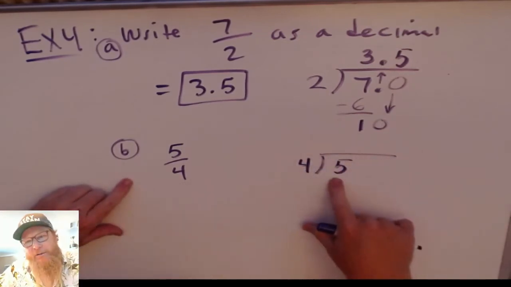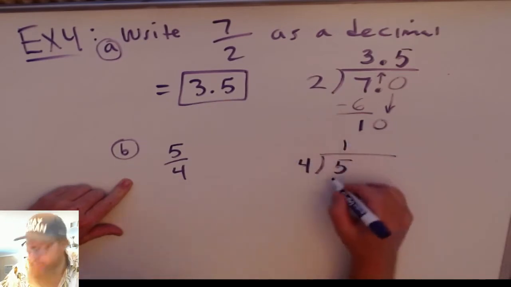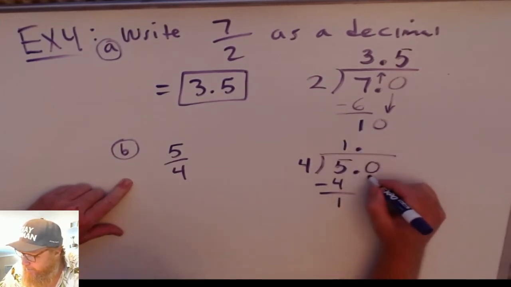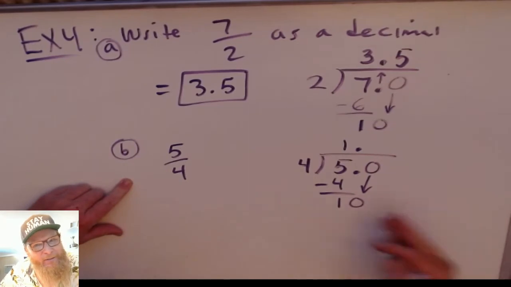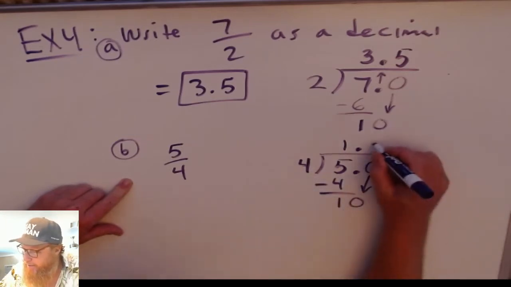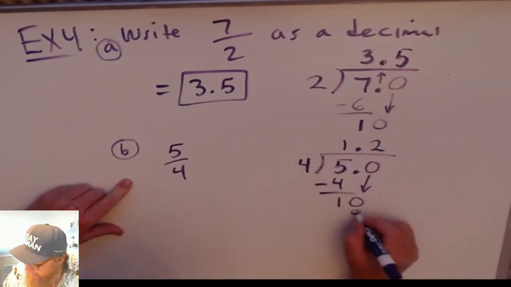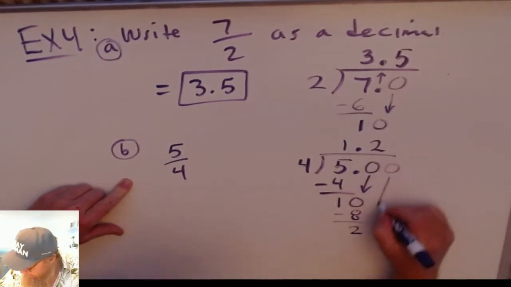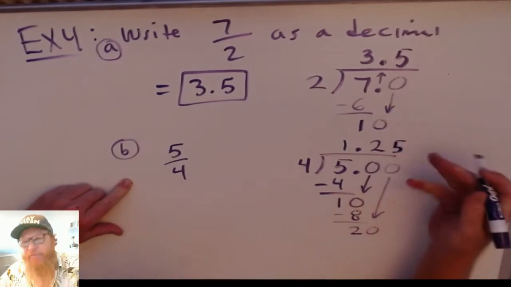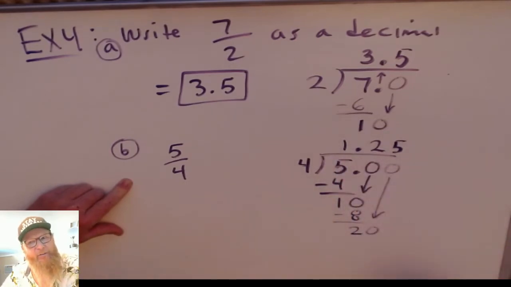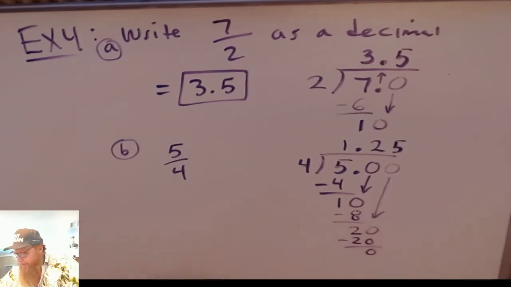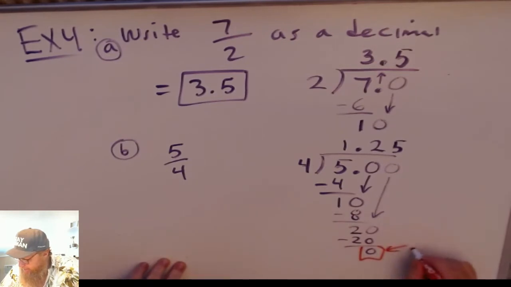All right. 4 goes into 5 one time. 1 times 4 is 4. Subtract, remainder 1. Put a decimal. Bring down the 0. Notice how the division algorithm just repeats the same steps over and over again. 4 goes into 10 2 times. 2 times 4 is 8. Subtract. Bring down another 0. Divide again. 4 goes into 20 5 times. It's starting to look exactly like $1.25. 5 times 4 is 20. Subtract. Remainder 0. Don't stop until you get a 0 remainder.